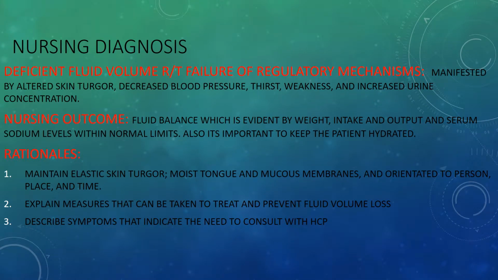The nursing diagnosis is deficient fluid volume related to failure of regulatory mechanisms, manifested by signs and symptoms of dehydration. The outcome that we want is fluid balance, which is evident by weight, intake and output, and sodium levels within normal limits. It's important for hydration. We want to maintain elastic skin turgor, moist tongue and mucous membranes, explain the measures for treatment and prevent fluid volume loss, and describe symptoms that indicate the need to consult the HCP.